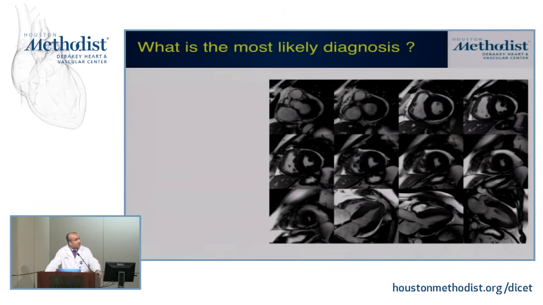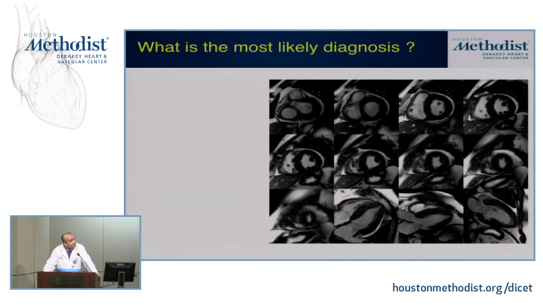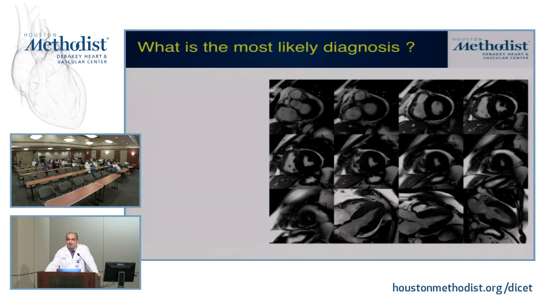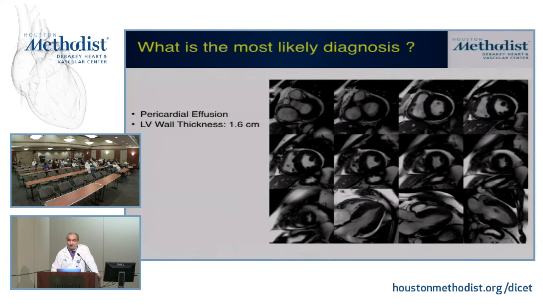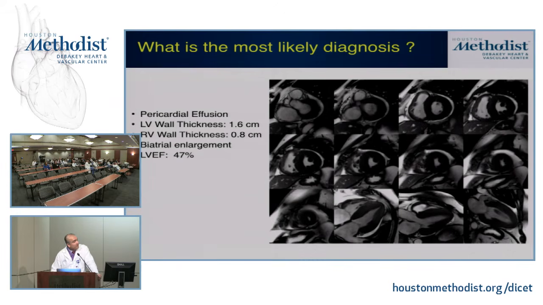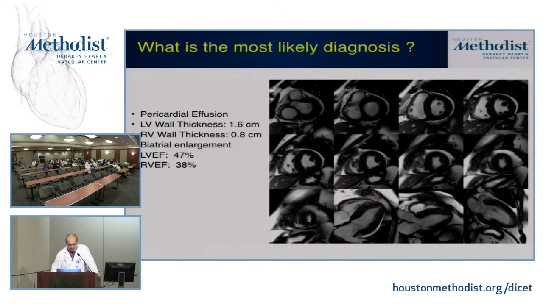Now, here's another case. What's the diagnosis? One of the fellows? So what do we see here? So we see pericardial effusion. There's some increased wall thickness. It's about 1.6. The RV actually is a little hypertrophied as well. Atrial enlargement. LVEF mildly depressed. RVEF mildly depressed. And increased LV mass.